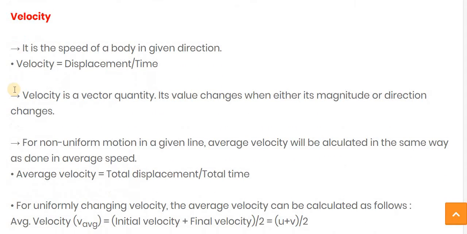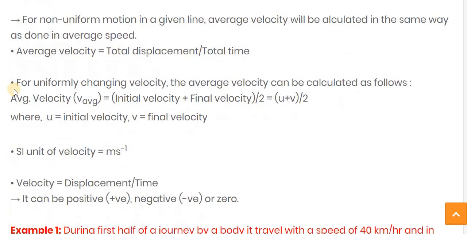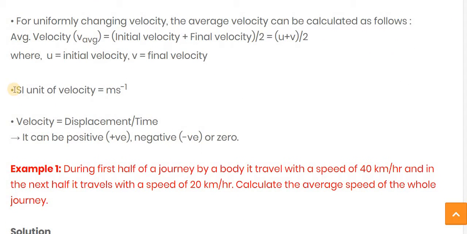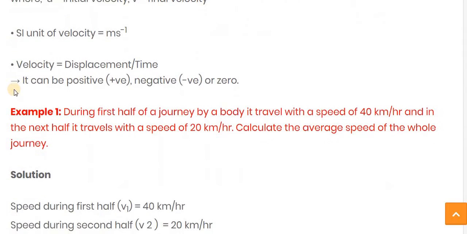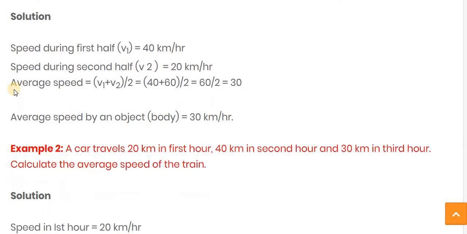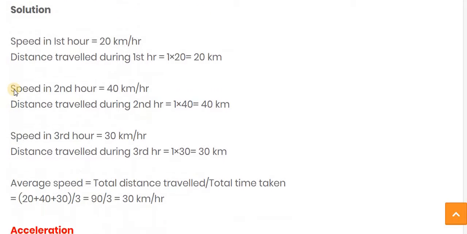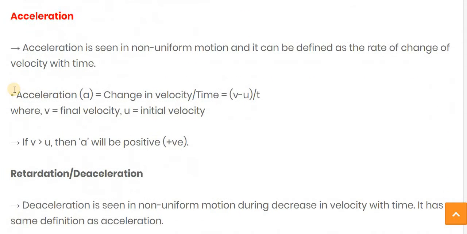Later on we have seen velocity, another physical quantity which depends on the displacement. So it is also a vector quantity. And for non-uniform or uneven motion, we also count the average velocity. In that we have to add the initial velocity and the final velocity and divide by 2. And according to that we have seen some examples.